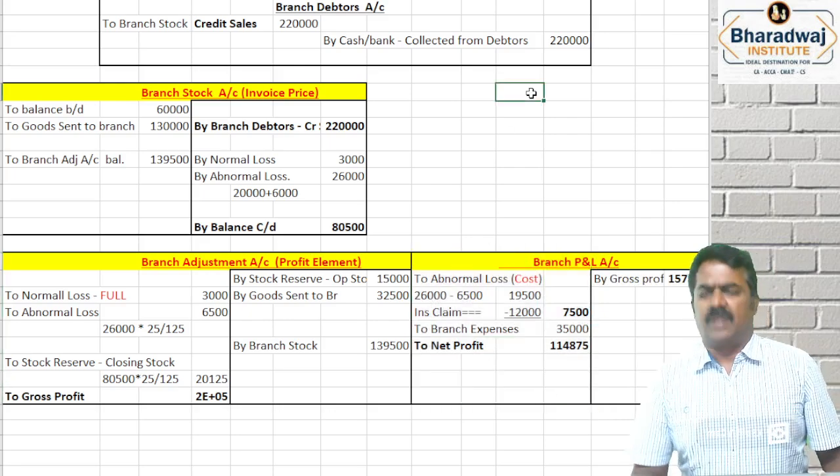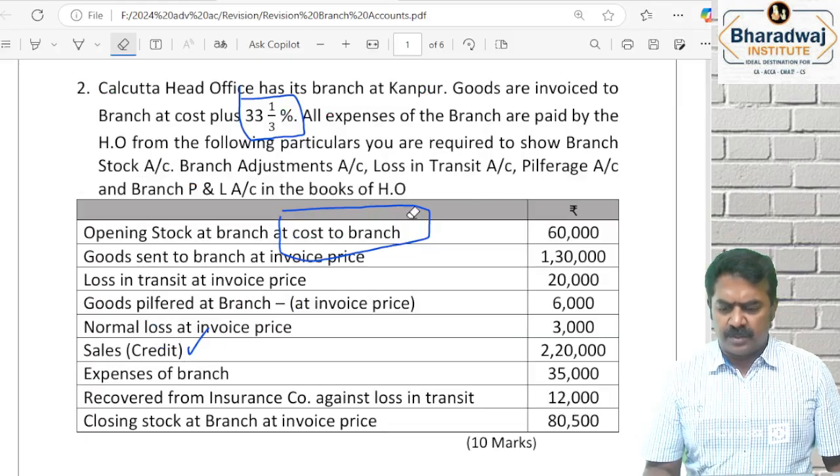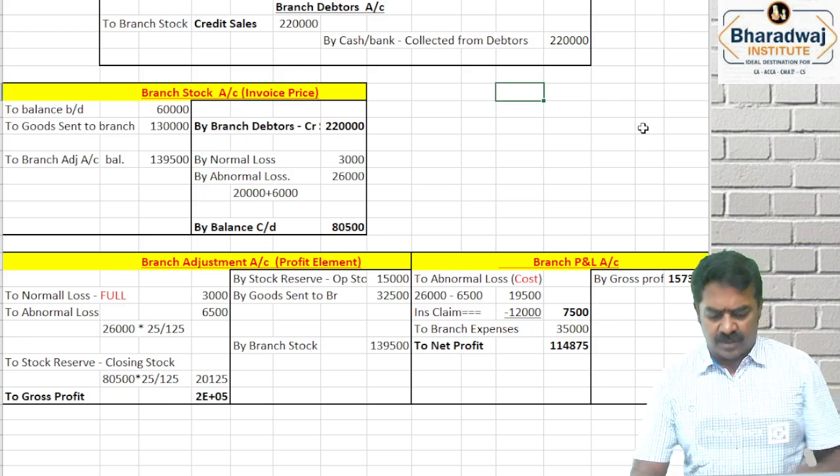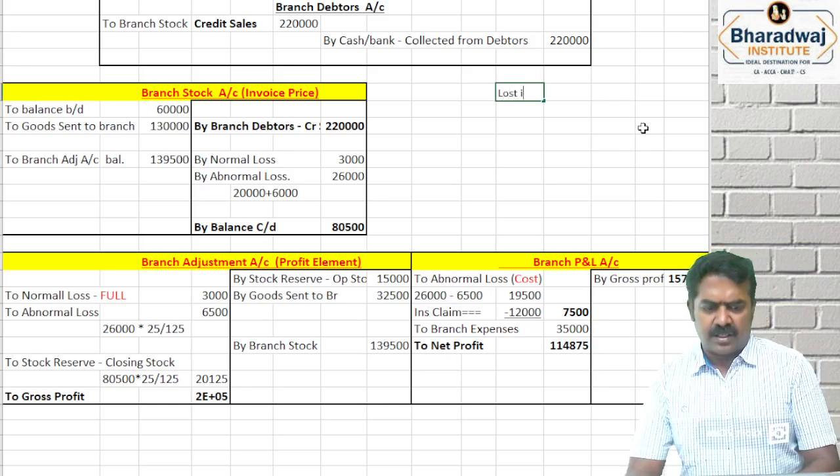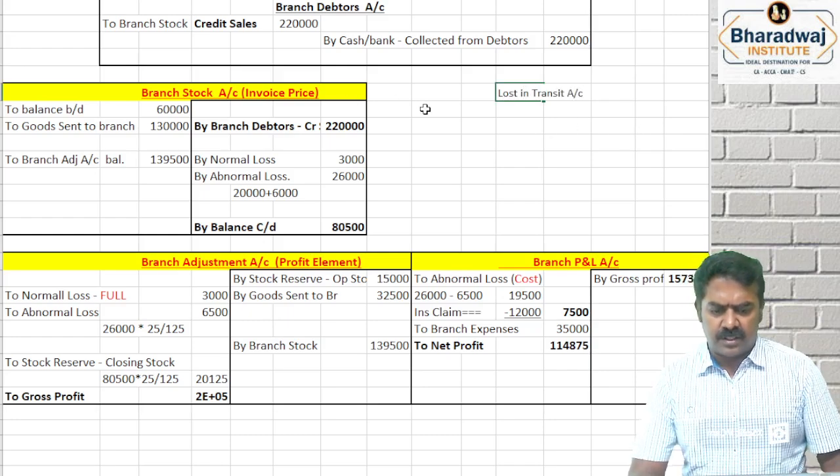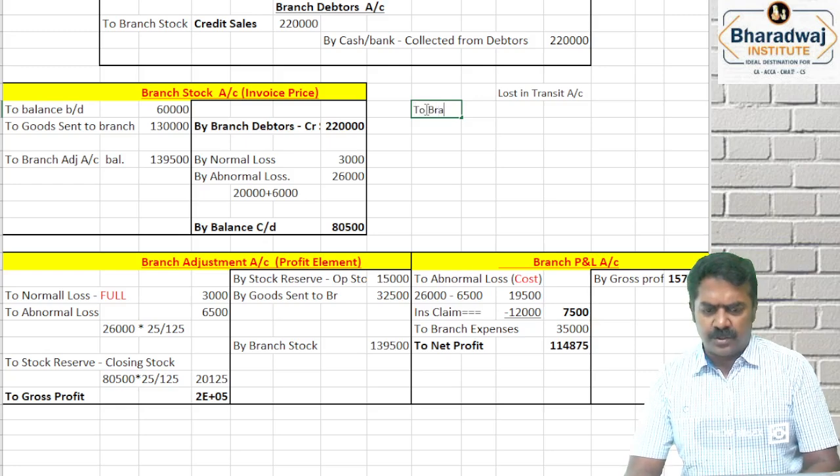They ask you some other questions also. What have they asked? Lost in transit account, pilferage account. It's very simple. Lost in transit account is nothing but to branch stock; it is only loss in transit.